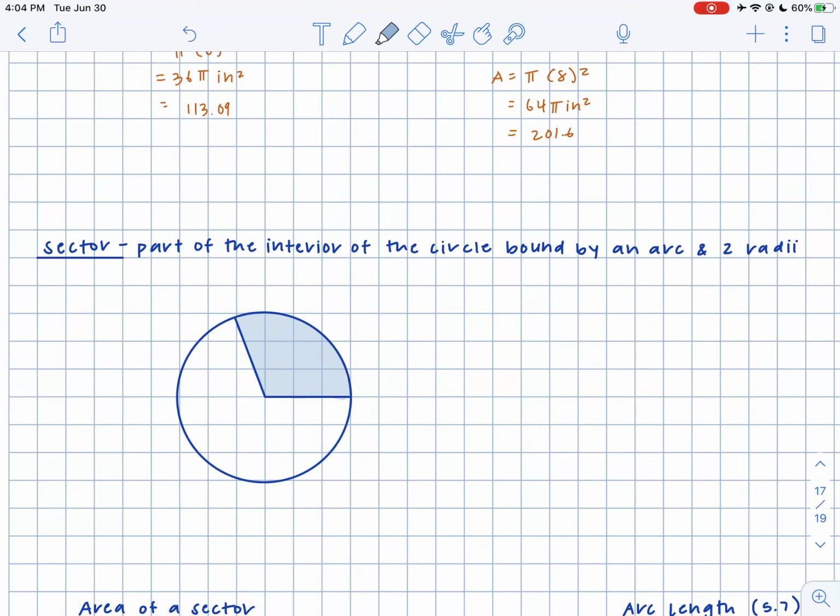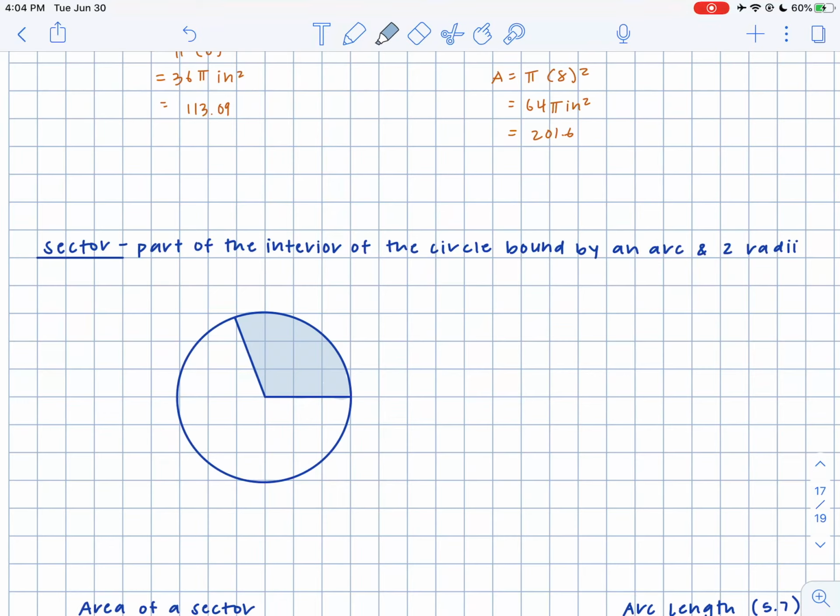Remember I said that the area was everything bound by the circle, everything I'm going to shade right now. Hopefully you'll see it after I shade. Remember, the area is everything bound by the circle. And what do you notice? The sector is only a part of it. It's only a fraction of the actual area.